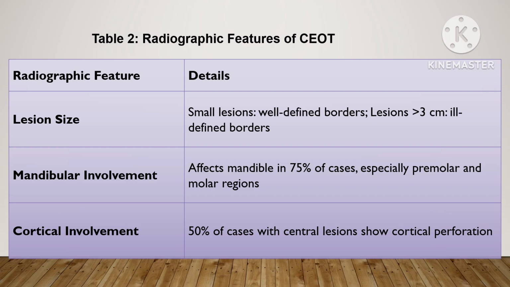Clinical symptoms of this lesion include that they grow very slowly and are rarely painful. More than half of the cases involve unerupted teeth. Adjacent teeth may be displaced or dislocated, but resorption is uncommon. This helps differentiate calcifying epithelial odontogenic tumor from ameloblastoma. Cortical perforation may also occur in 50% of centrally located lesions.